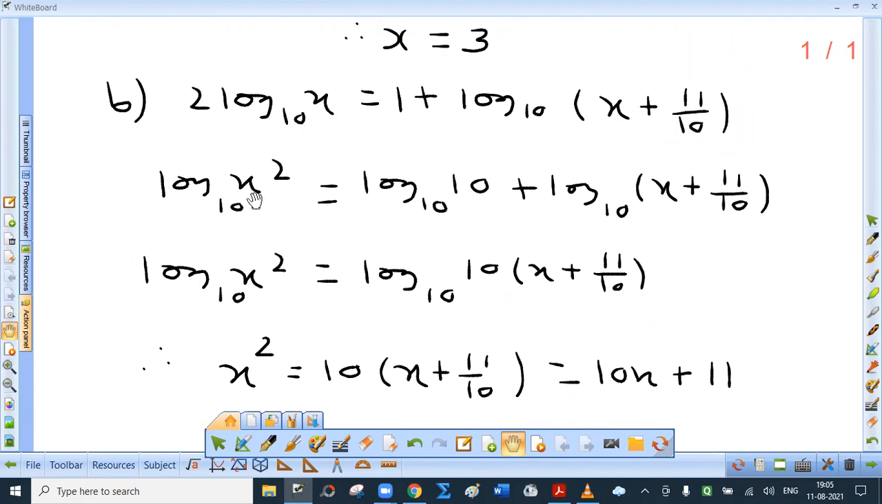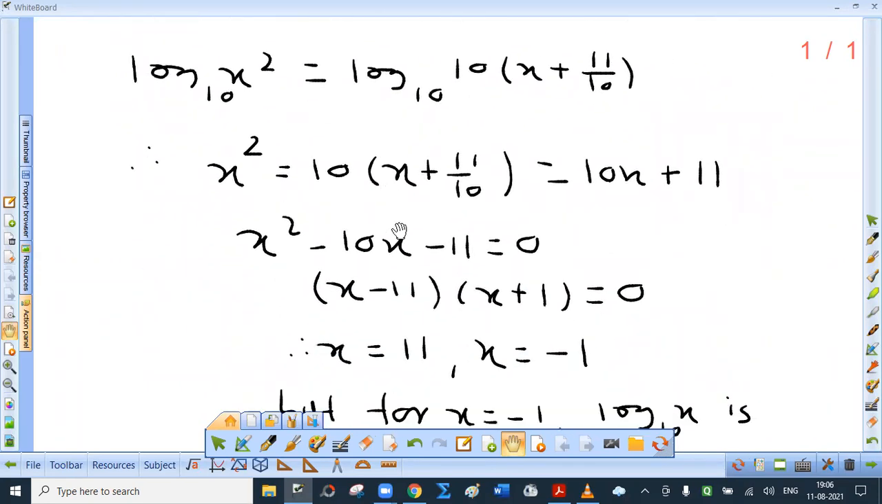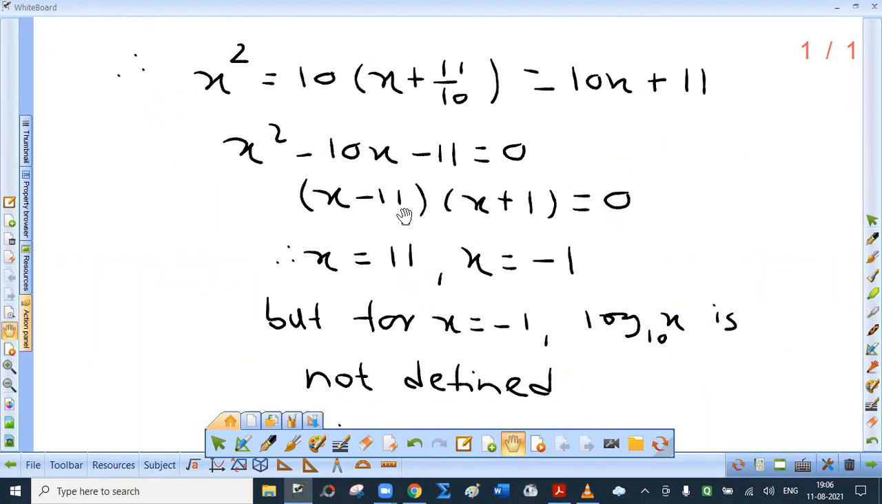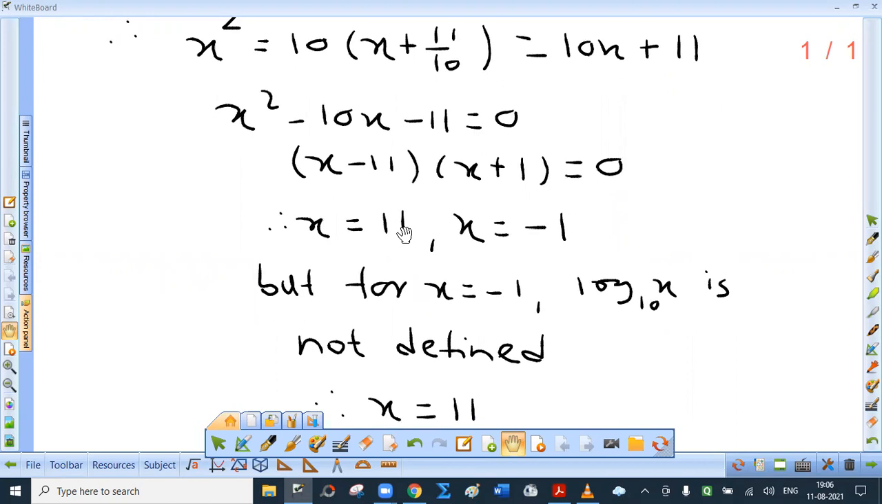Okay. But if we are given log of x square, we would have considered minus 1 also, because though x is negative, minus 1 square is 1. And here minus 1 plus 11 by 10 is what? Log of 1 by 10. Yes, it is valid. I hope you are getting this. But they have given log x. So in log x, x cannot be minus 1. So out of these two values, we discard minus 1 and we consider only x equal to 11. That's it.